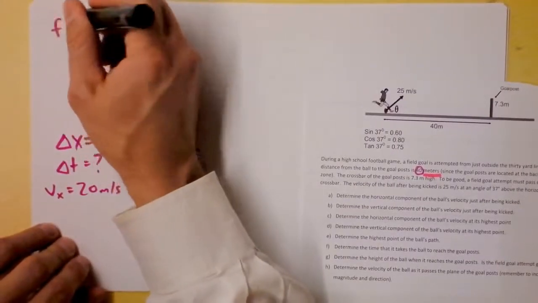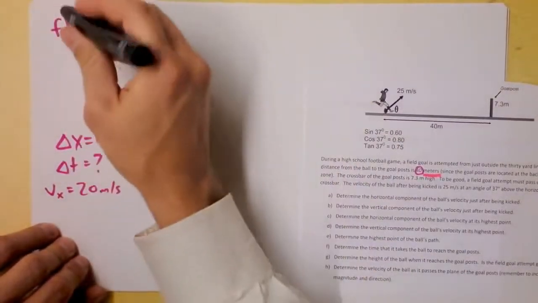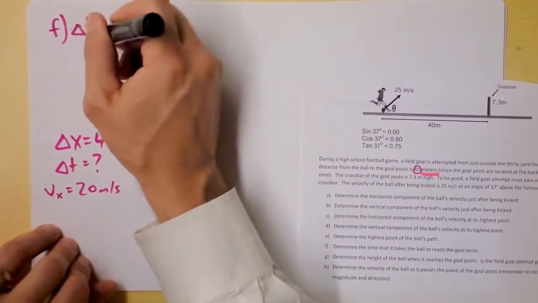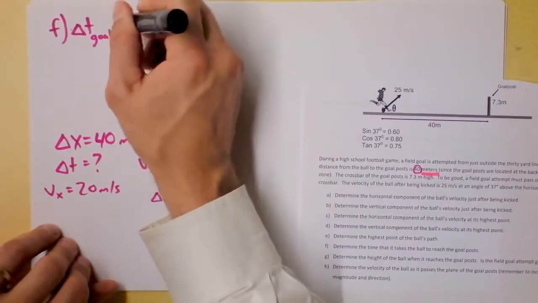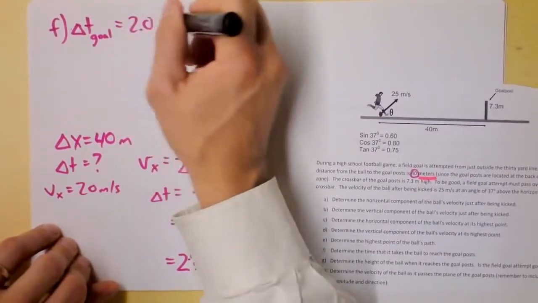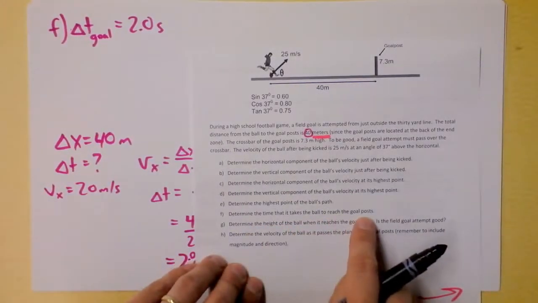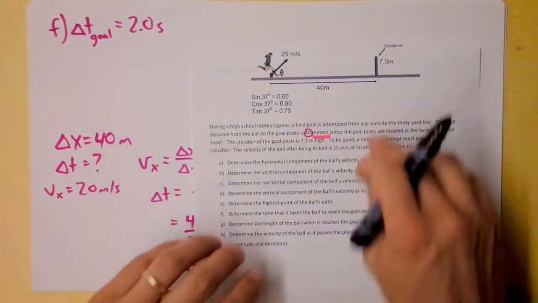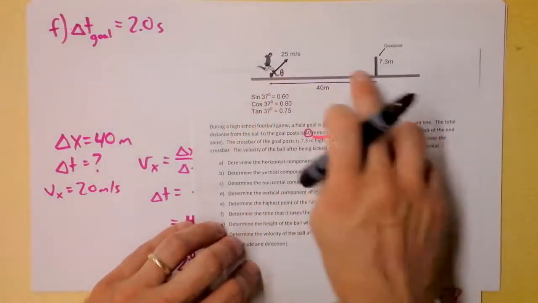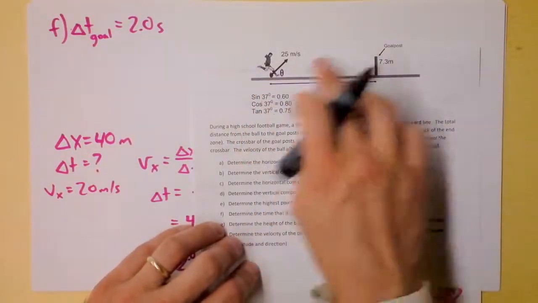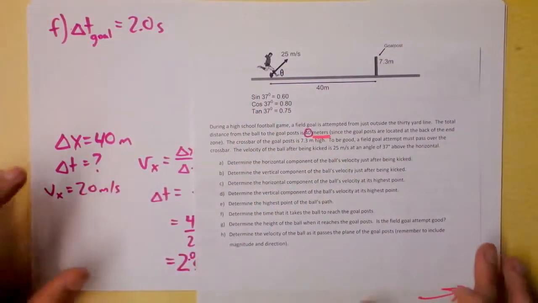We are almost finished on this problem. Part F says delta t goal equals 2.0 seconds. Now, the reason they're saying the time it takes the ball to reach the goalposts is we don't know where it's going to be vertically, whether it's just falling plop right there and that's the total time, or whether it's over it or hitting the goalpost. I don't know what's going on.